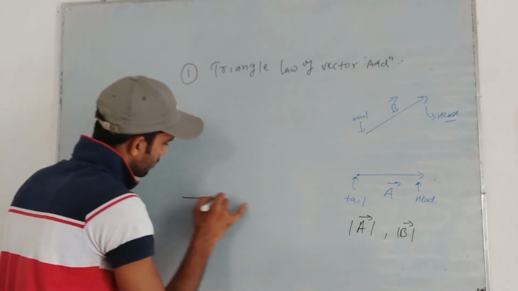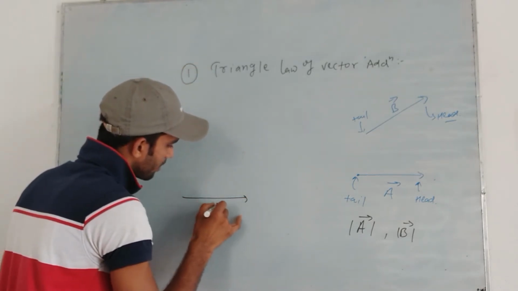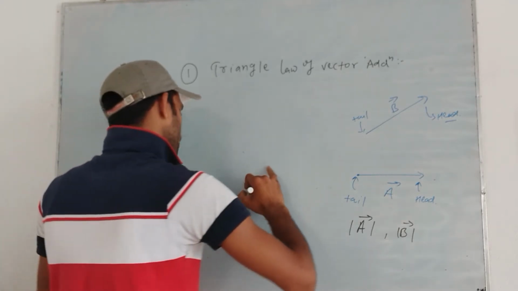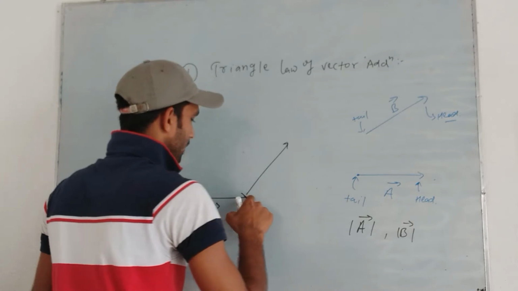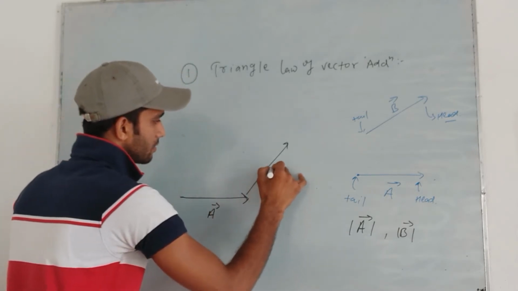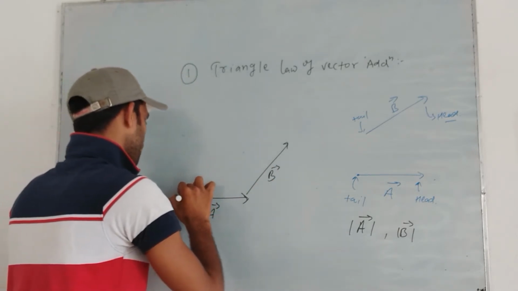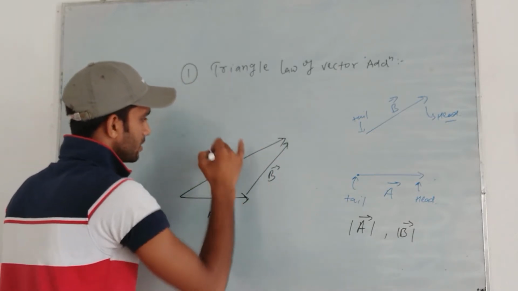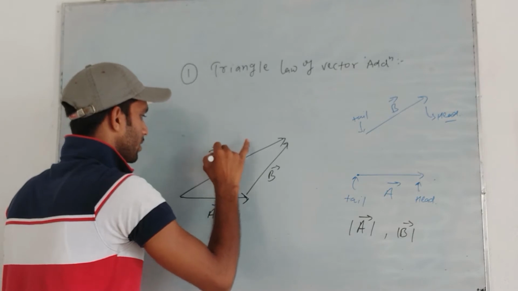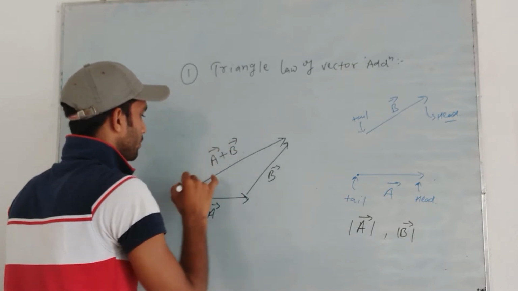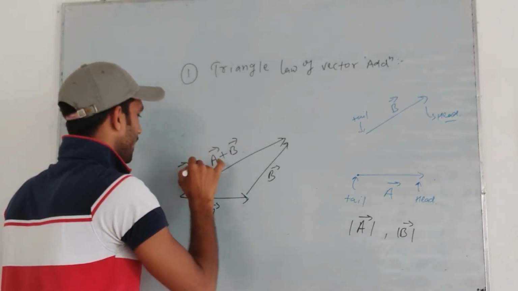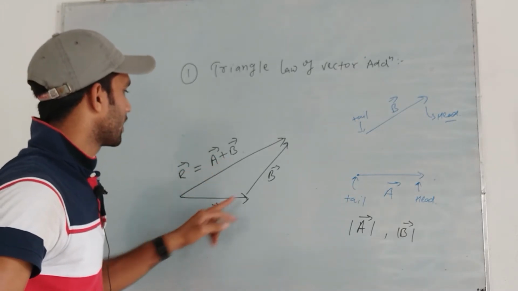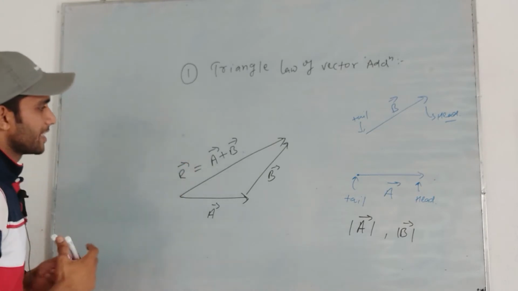Like this is your vector A and this is the head of vector A. So put the tail of vector B with the head of vector A. So this is vector B, and join both the points. So this is A and this is B, and this will be your vector A plus B, meaning this is the resultant vector of A and B, the sum of vector A and vector B, right? So this is your resultant vector.